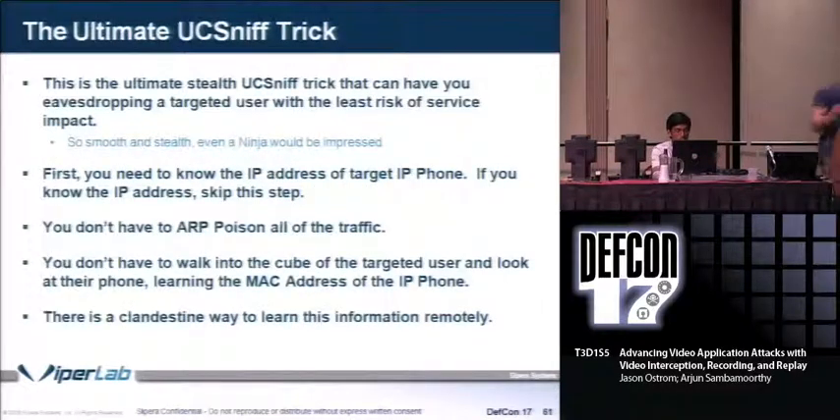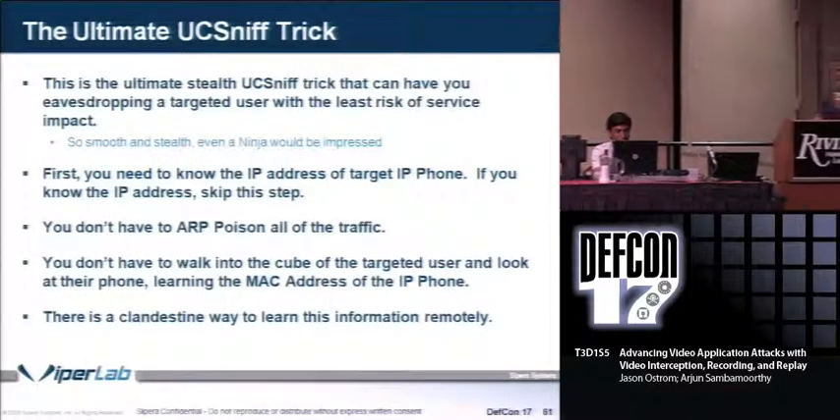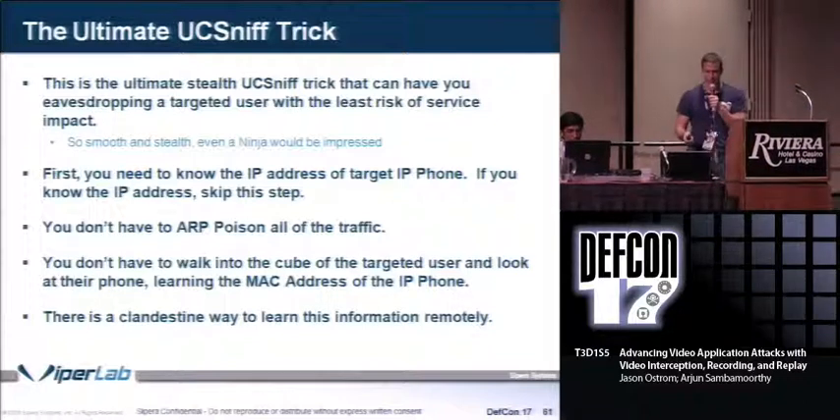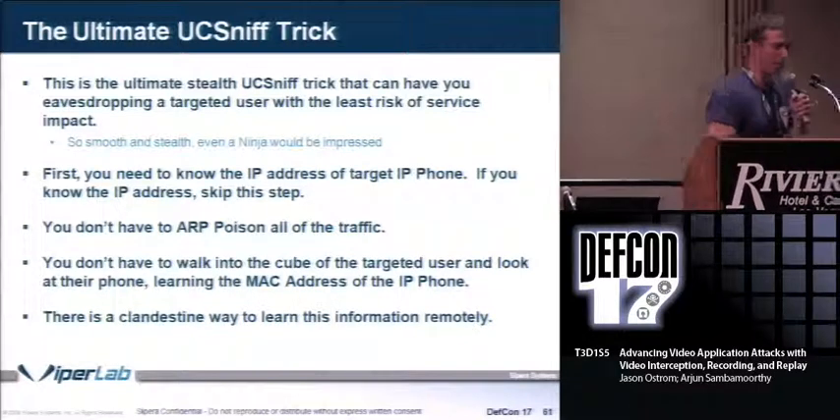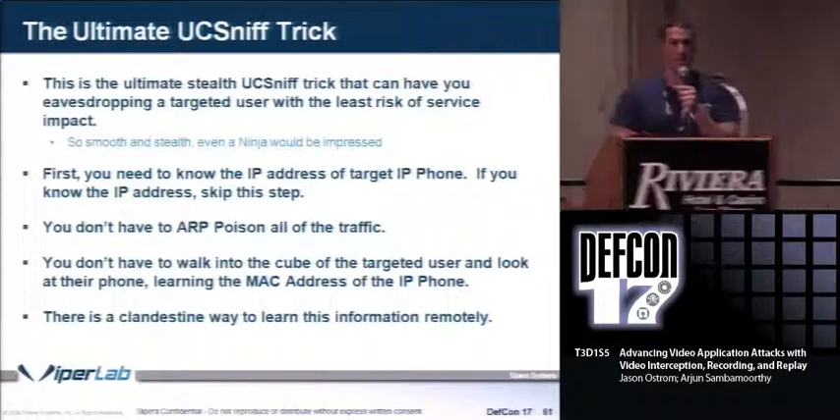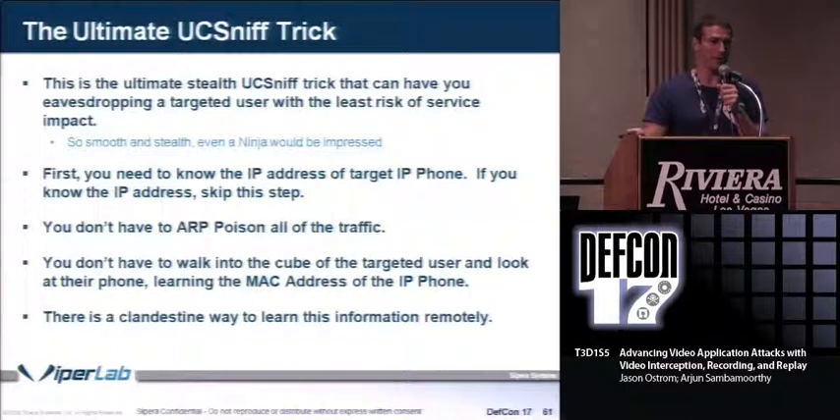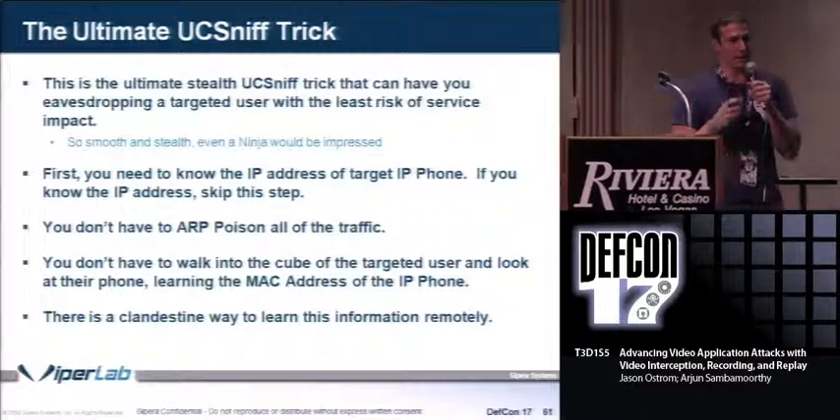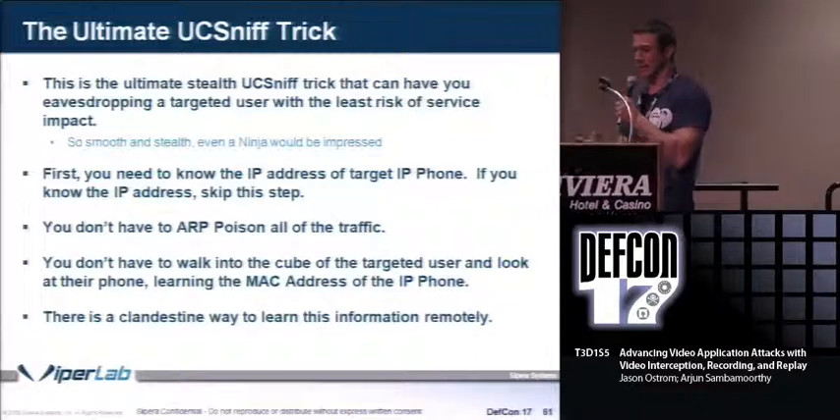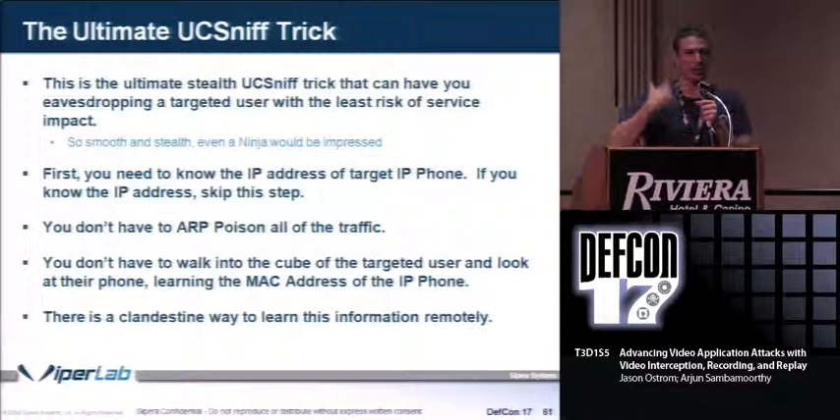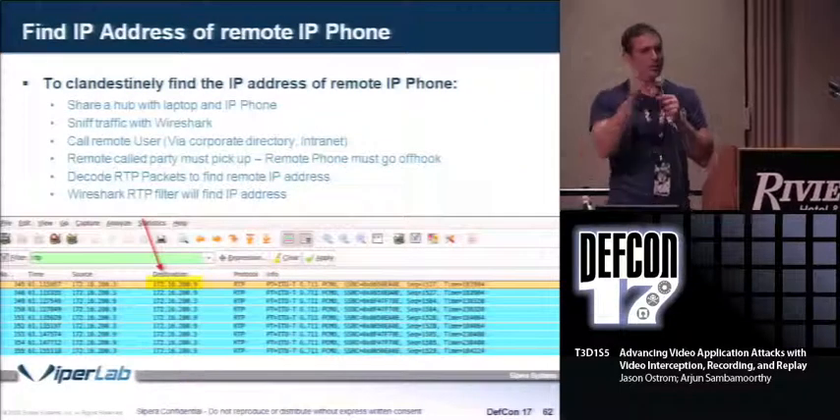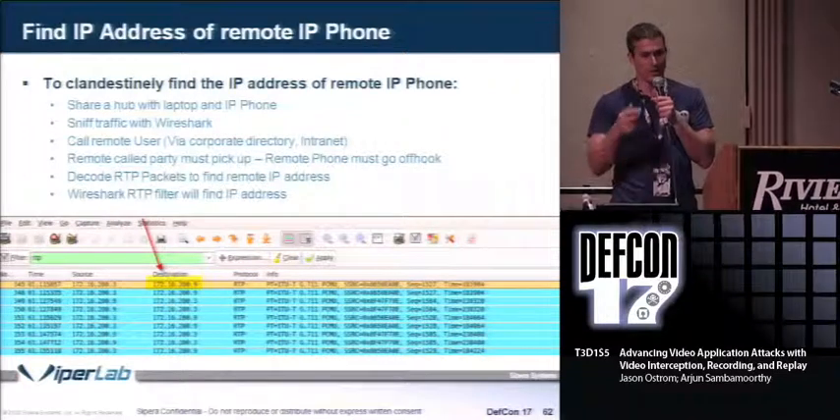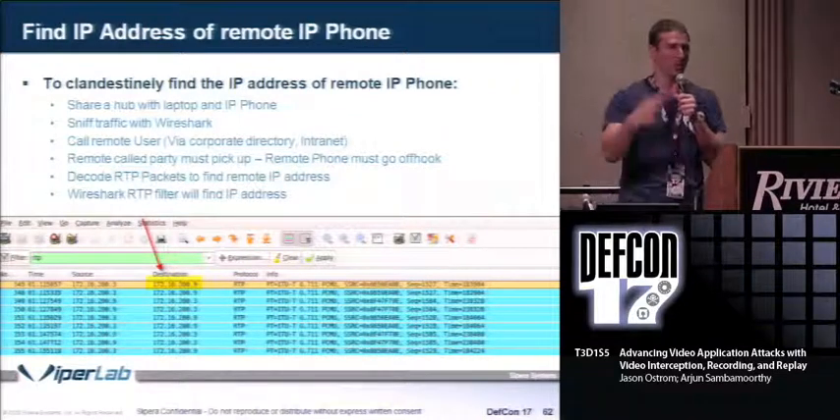I've been using UCSniff this way, doing on-site pen testing for a while, and it's something I've been meaning to tell a lot of people. I never run UCSniff in learning mode. I always run it in target mode. One of the problems you run into when doing a pen test is that you want to target a remote IP phone, but you don't know the IP address of the phone. So you can take a hub in an environment where you're doing your pen testing, and share the hub with the attacker's laptop, and you can pick any user in the corporate directory. You call that user, and then you use Wireshark attached to the hub, and you find the IP address of the remote phone.